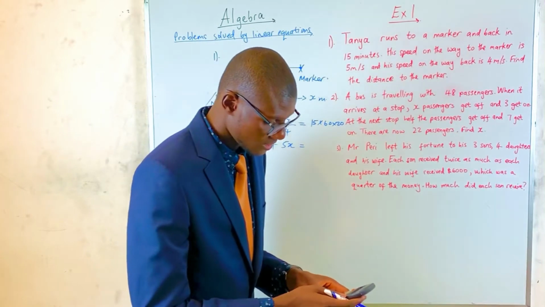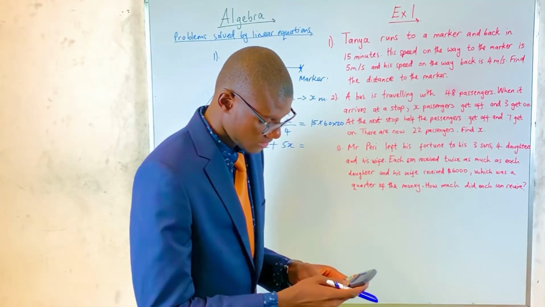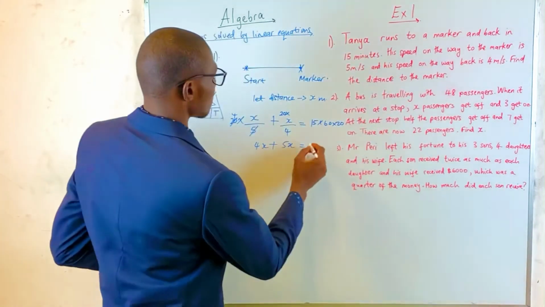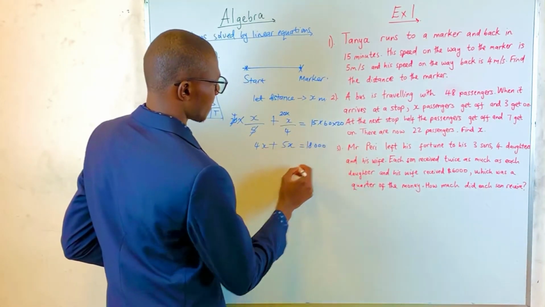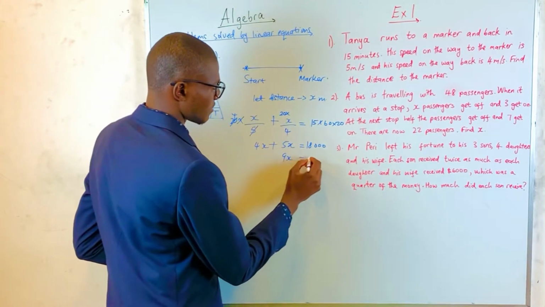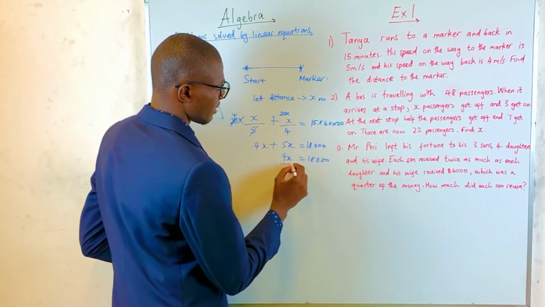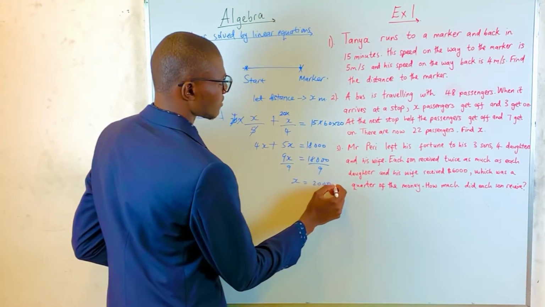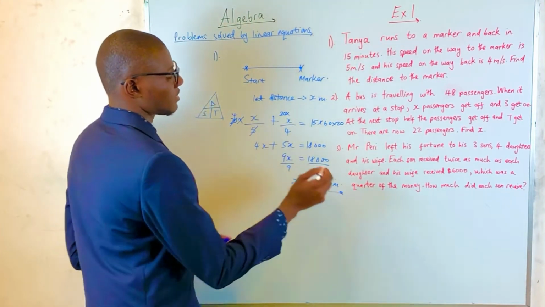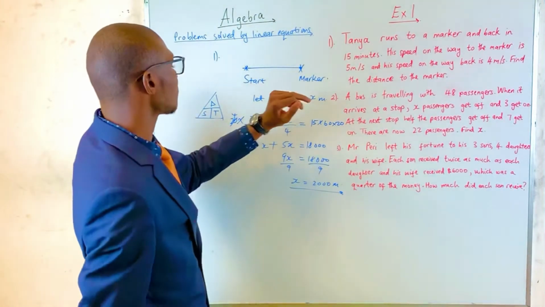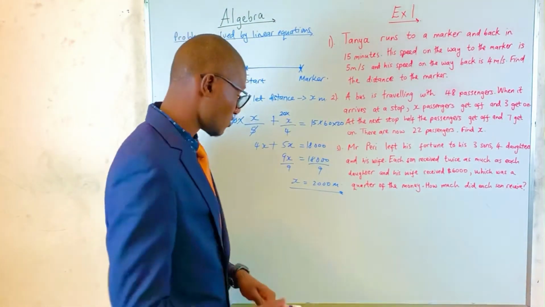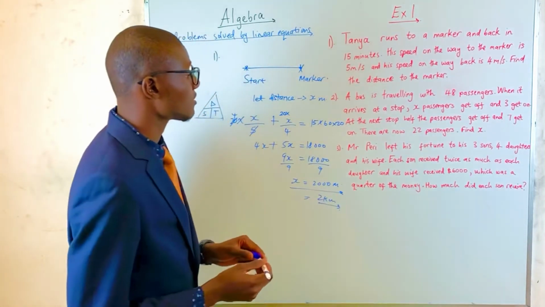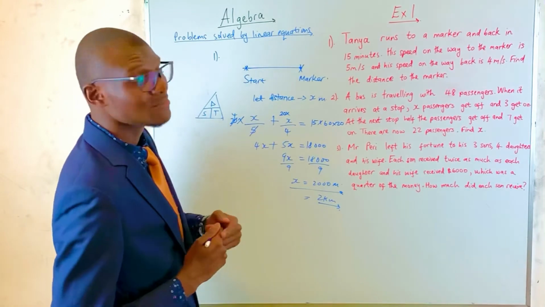Let me quickly work that out. 15 times 60 times 20 will give us 18,000. So 9x is equal to 18,000. If we divide both sides by 9, x is equal to 2,000 meters. It means the distance to the marker is 2,000 meters, which you can also write in kilometers as simply 2 kilometers. So this is how we attain the first question.